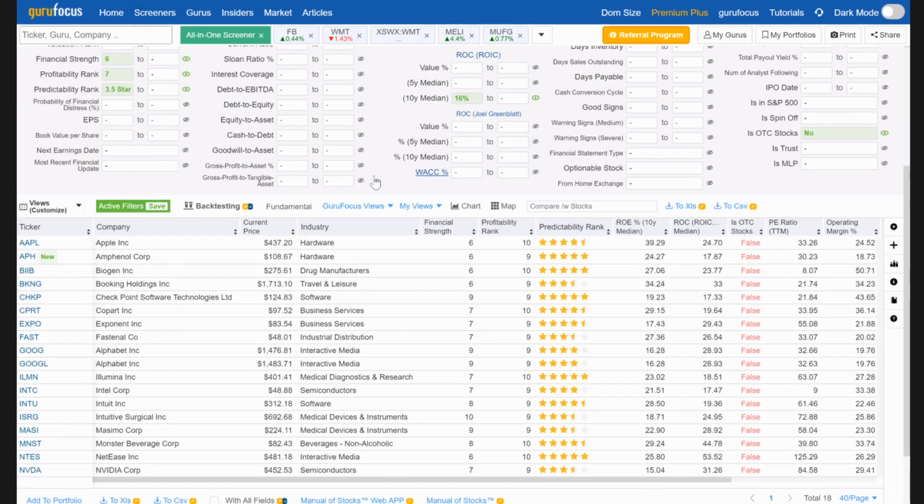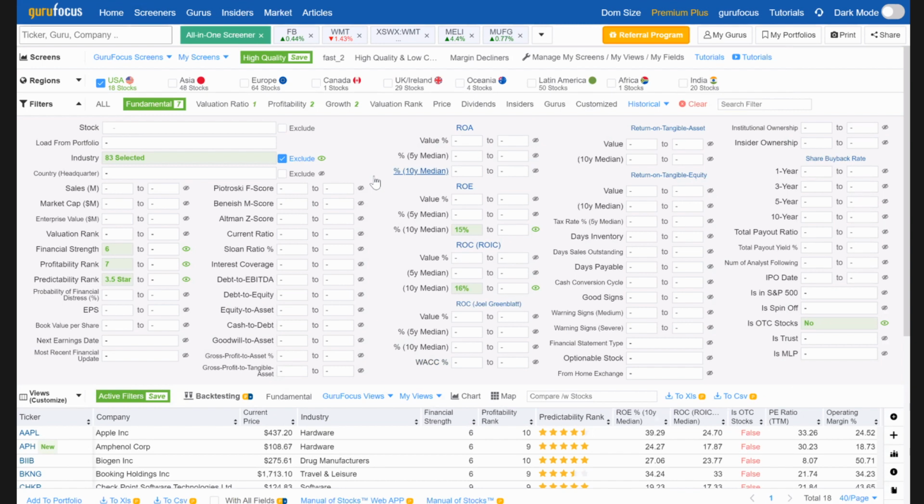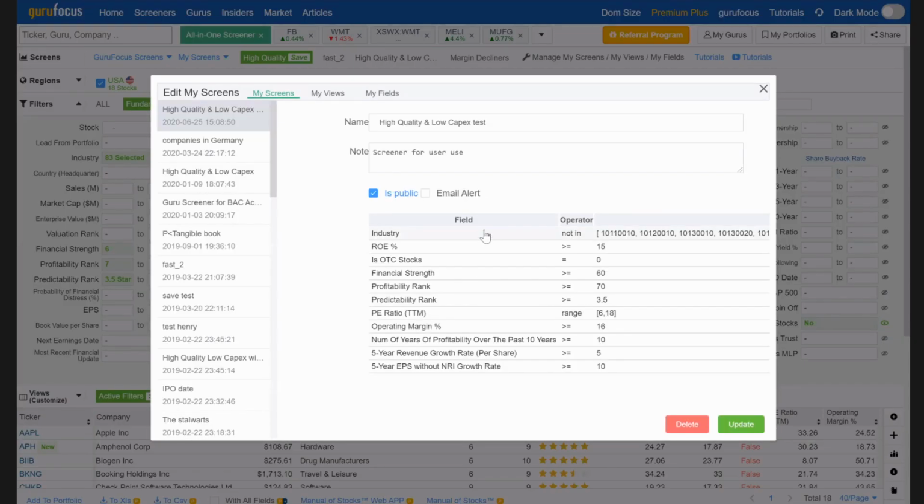And also you can set email alerts for that. Here we have manage screens. For every screen you can set an email alert. Once there are new stocks, you will receive an email from this screen, and it will tell you which ones are new so that you can work on it.